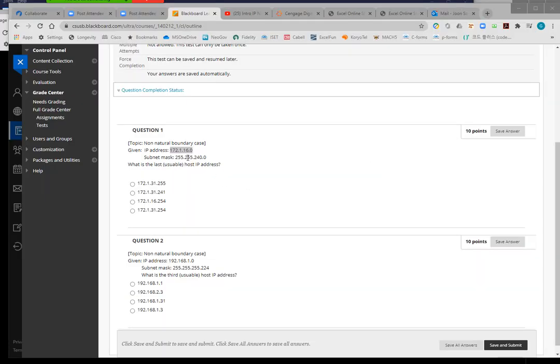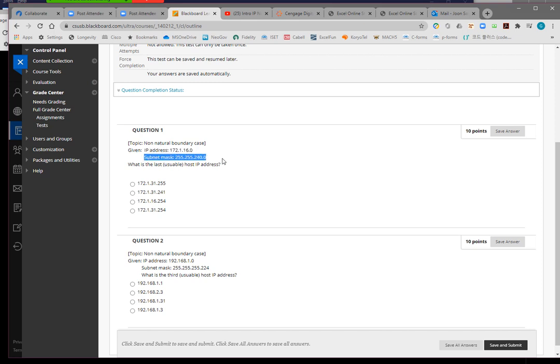Okay, so this is the non-natural boundary case. This is very simple. An IP address is given, and then there's a subnet mask. And then I ask you, what is the last usable host IP address?